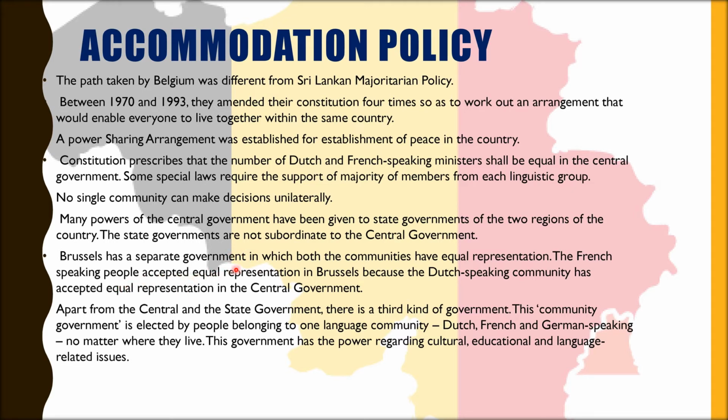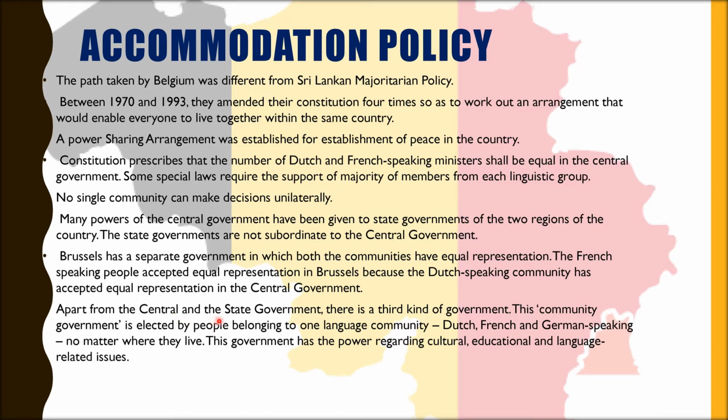Brussels has a separate government in which both communities have equal representation. As you guys remember, we had a more acute problem in Brussels. So what they did is they gave a separate government to Brussels. The French speaking people accepted equal representation in Brussels because the Dutch speaking community has accepted equal representation in the central government. So this is a symbiotic relationship which is good for everyone in the country.